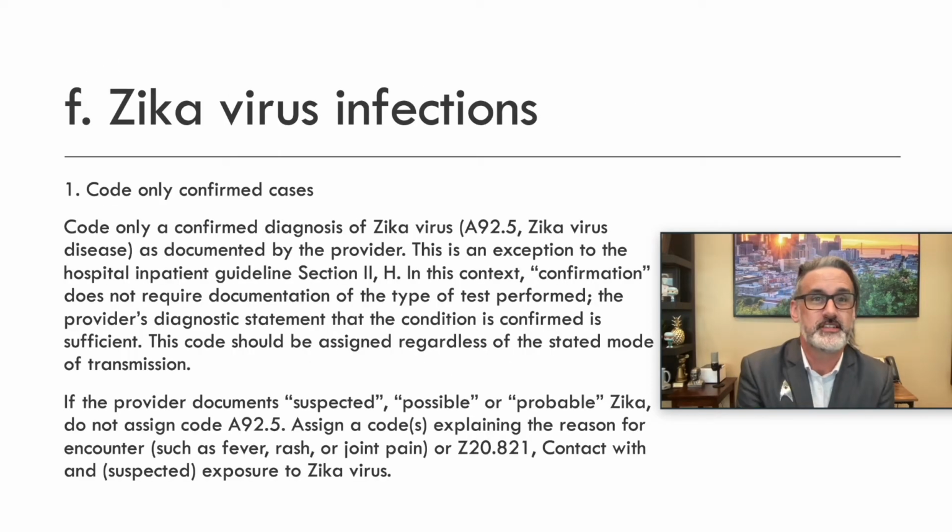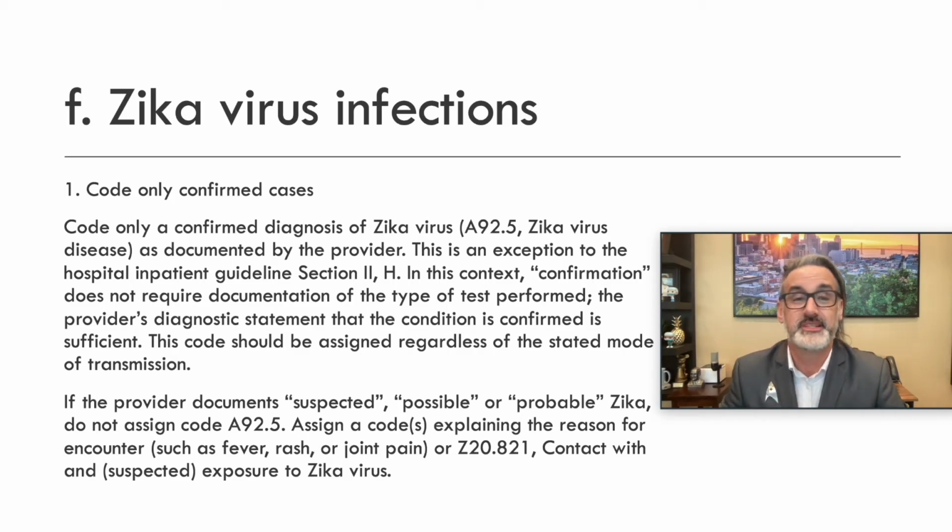And for Zika virus infections, only one part and that's it. First of all, we only code the confirmed cases. Code only a confirmed diagnosis of Zika virus, A92.5, for Zika virus disease, as documented by the provider. This is an exception to the hospital inpatient guidelines, section 2H, which we'll talk about towards the end. In this context, confirmation does not require documentation of the type of test performed. The provider's diagnostic statement that the condition is confirmed is sufficient. This code should be assigned regardless of the stated mode of transmission.